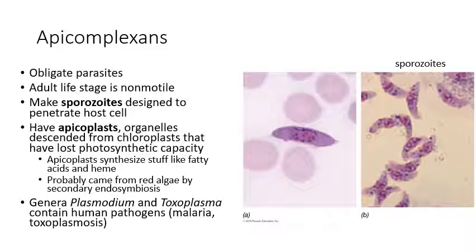You have a couple genera that are important for humans, the Plasmodium and Toxoplasma genera, which both have human pathogens in them. Genus Plasmodium has the pathogen that causes malaria, and then genus Toxoplasma has the pathogen that causes toxoplasmosis.